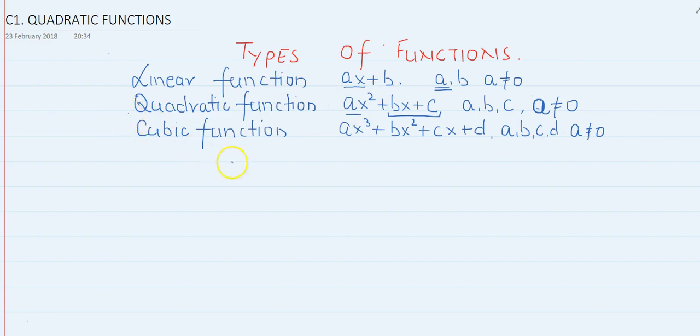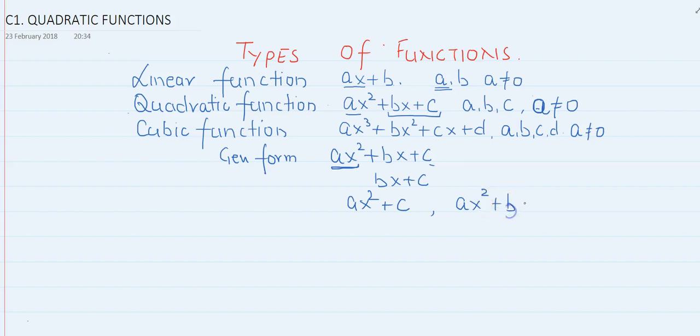So we are talking about quadratic function. So this is a general form, or the general formula for the quadratic function, that is ax squared plus bx plus c. As I told you, a cannot be 0. If a is 0, this first term will become 0 and it will become bx plus c. That is of the form of a linear function. B can be 0, so it will be ax square plus c. C can also be 0, so it will be ax square plus bx.